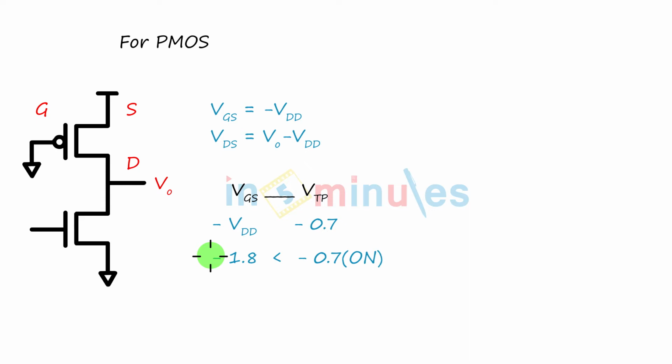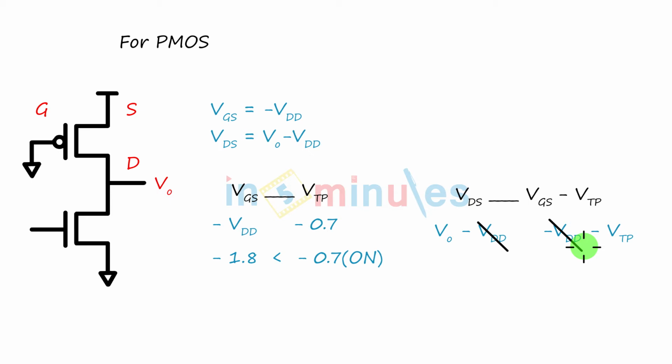Now we have to find out whether it's in saturation or linear. VDS compared with VGS minus VTP. Let's quickly do VDS. Here it is nothing but Vout minus VDD. This is what I've written. VGS is minus VDD minus VTP. We all agree that if this VDD I take on this side, it will be plus, so it will be cancelled. So it's Vout and VTP.